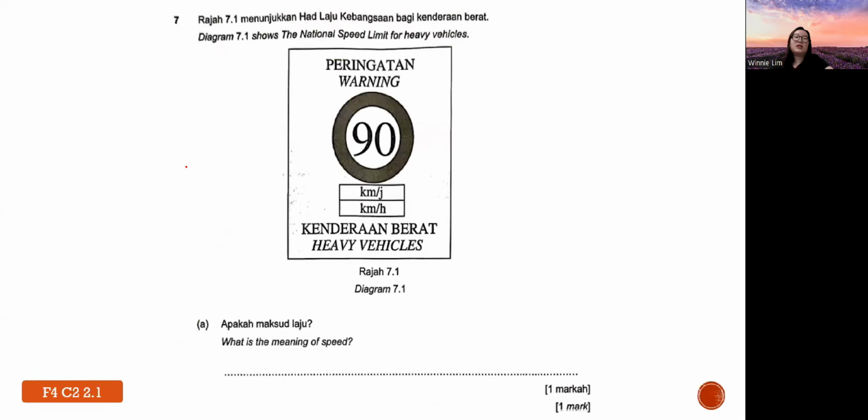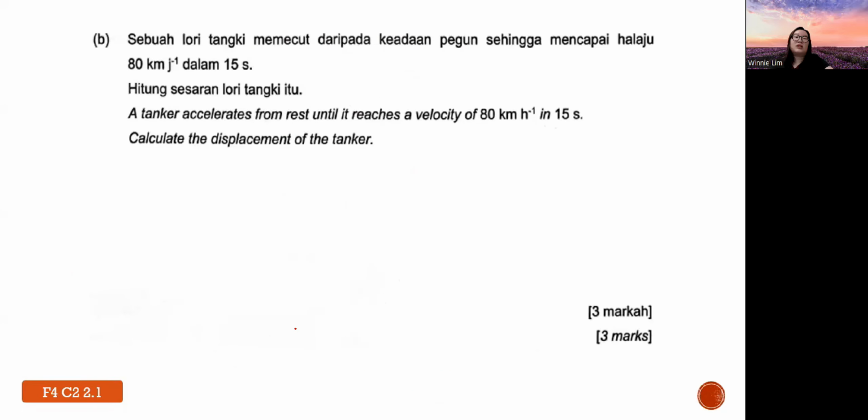Number 7, diagram 7.1 shows the national speed limit for heavy vehicles. Okay, you have this 90 km/h. That means you do not exceed this. Now, what is the meaning of speed? Speed is a scalar quantity. Speed is actually the rate of change of distance.